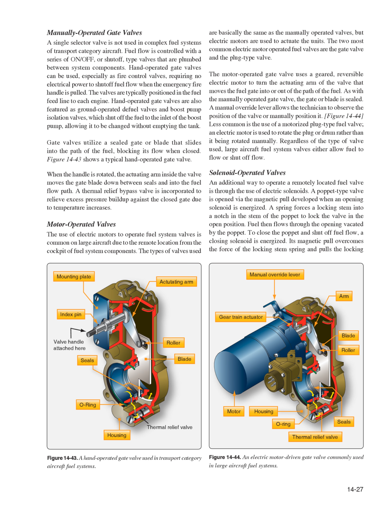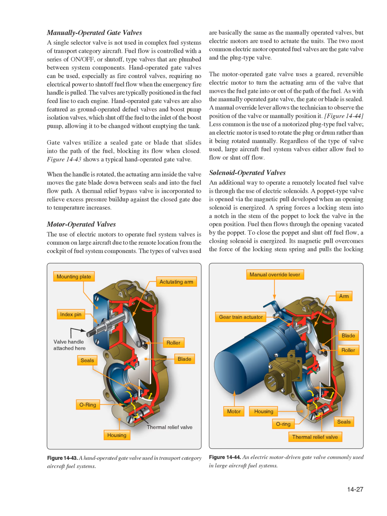Figure 14-44. Less common is the use of a motorized plug-type fuel valve. An electric motor is used to rotate the plug or drum rather than it being rotated manually. Regardless of the type of valve used, large aircraft fuel system valves either allow fuel to flow or shut off flow. Solenoid-operated valves. An additional way to operate a remotely located fuel valve is through the use of electric solenoids.